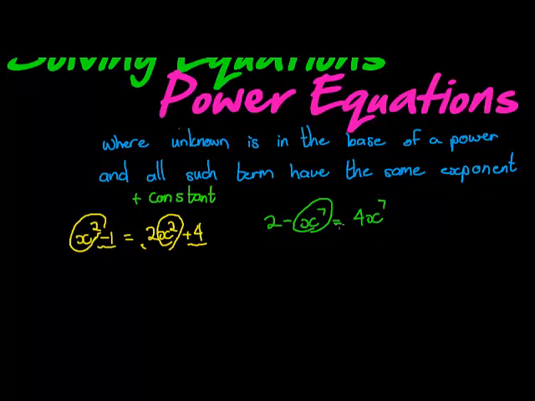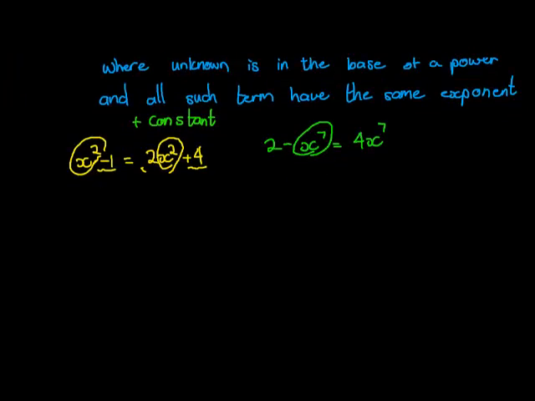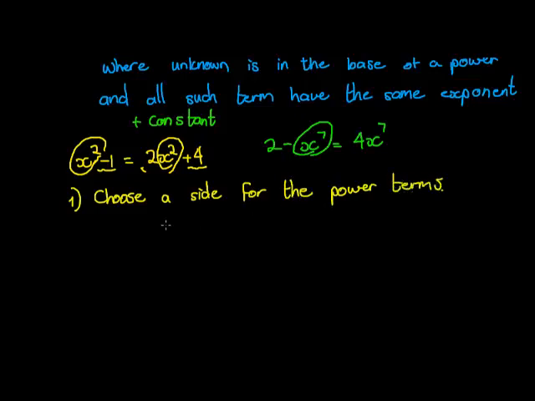So what that simply means is that I can add them together if they were ever to be on the same side, okay, and that would be my very first step. Okay, my first step would be to choose a side for the power terms. Now, why not just choose the one with the greatest coefficient? In this case, it would be the right-hand side. Okay, so we are choosing a side.